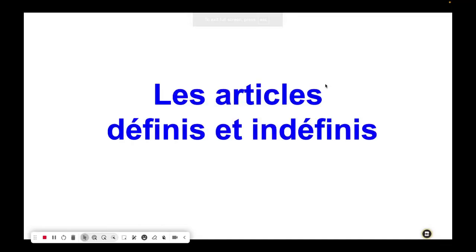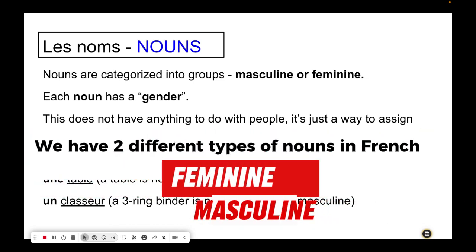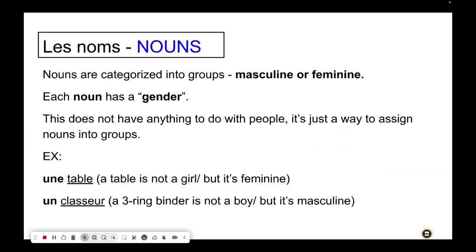Bonjour! In this lesson, we are going to learn definite and indefinite articles in French. So first, we're going to see what a noun is in French. Nouns in French are in two different categories. We have masculine nouns and feminine nouns, which is different from English.